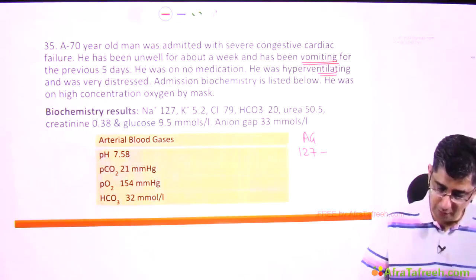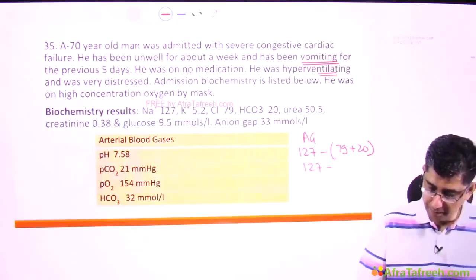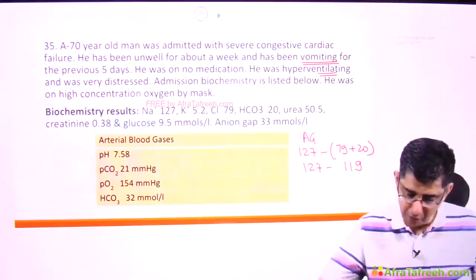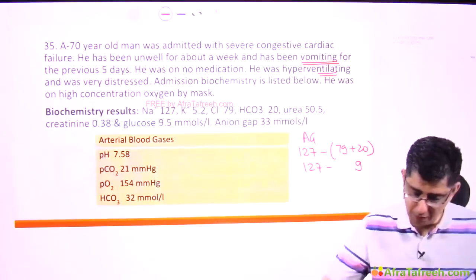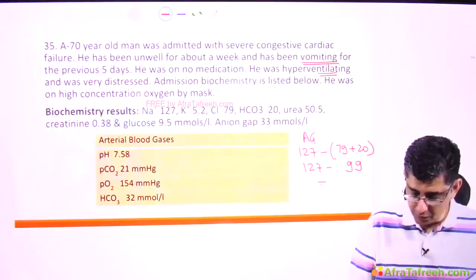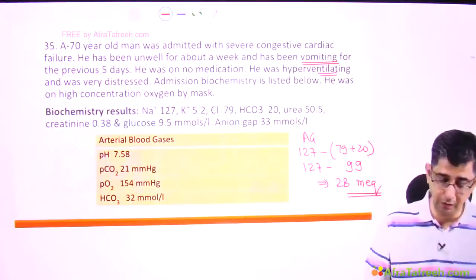In this particular patient, if I try to calculate the anion gap, it would be sodium minus the value of chloride, which is 79, and bicarbonate, which is 20. So if I look at it mathematically, this would be a value of definitely much more than normal. Pardon, my mathematics is really bad. So this would be something in the range of 28 milliequivalents, which is much higher than the average value of 10. So anion gap is definitely elevated in the patient.